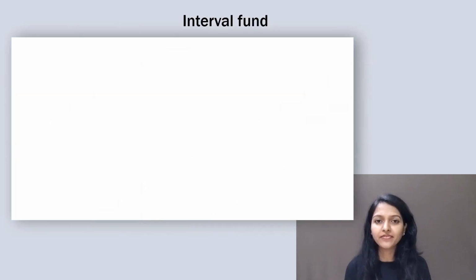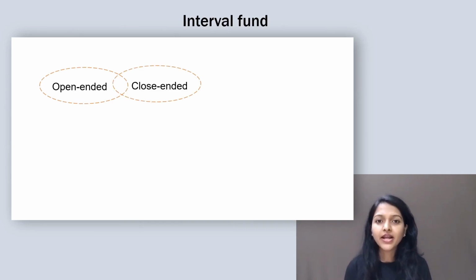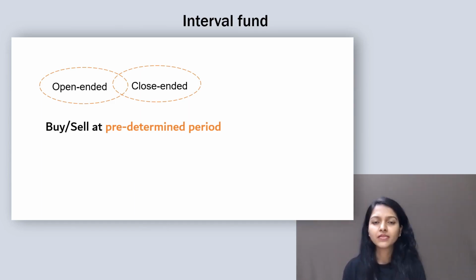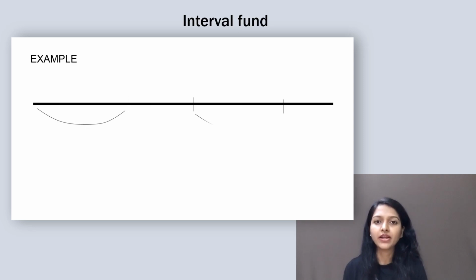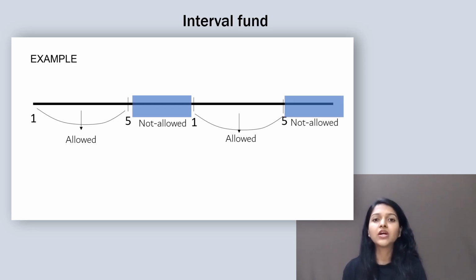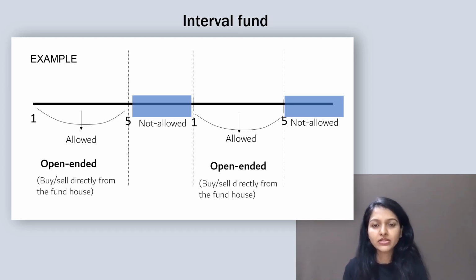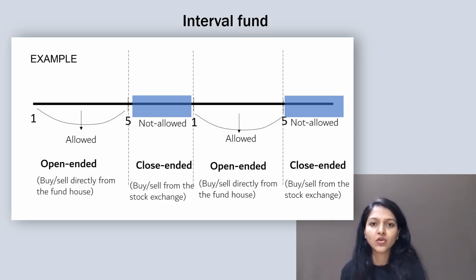Interval fund is a combined feature of both open-ended and close-ended fund. In this, fund house allows you to purchase or sell the units only during the predetermined period. For example, investors are allowed to buy or sell directly from the fund house twice a year between the slot 1 to 5. And the gap between the slots does not allow investors to directly repurchase or redeem the units from the fund house. So we can see that interval funds become open-ended during the slots and close-ended in between the slots.